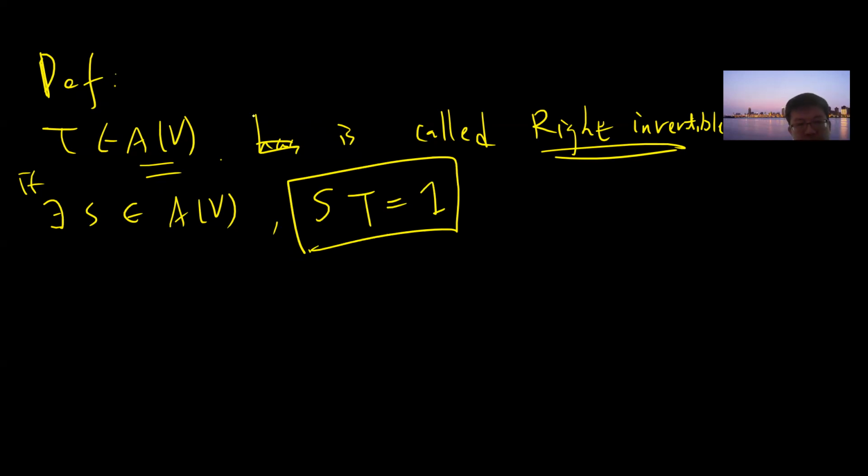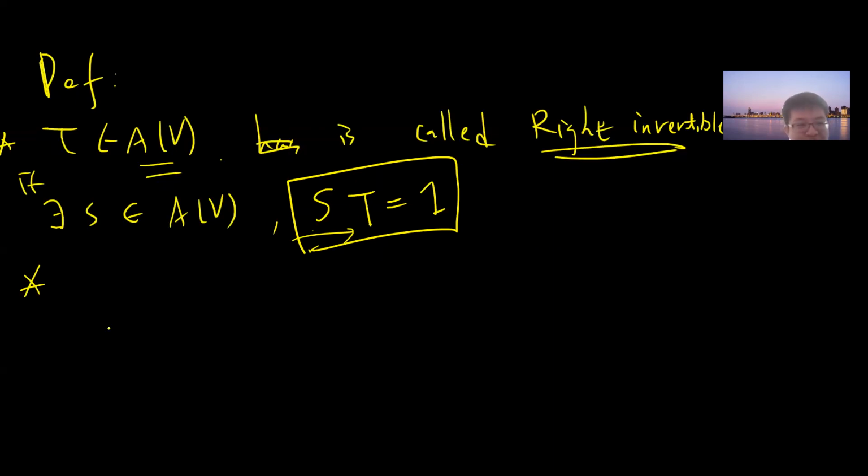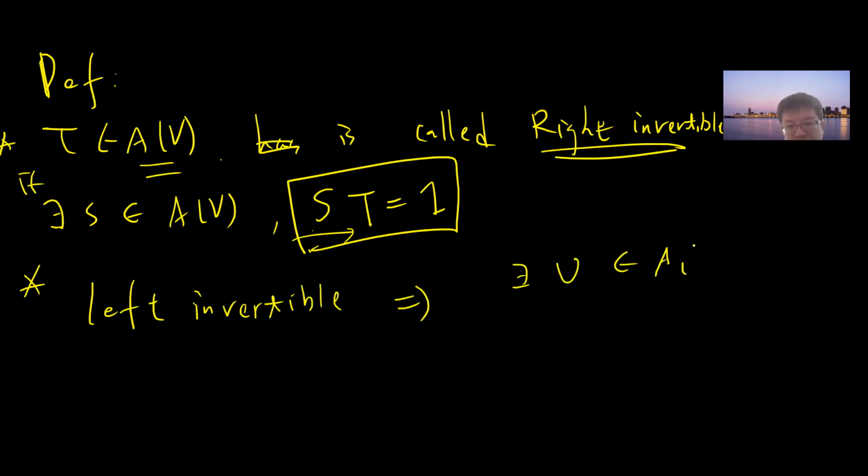I think it should be okay, so hopefully I didn't get it wrong. If I get it wrong, then just comment. If I remember correctly, right invertible should be ST equals 1, and this operation means acting on T, then acting with S, so you can cancel it from the right. It should be called right invertible. And left invertible means that there is a U belonging to the algebra such that UT is 1. By the way, this is 1, the identity.